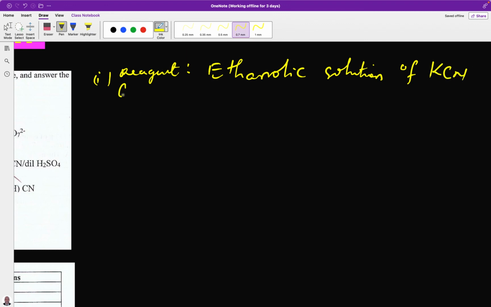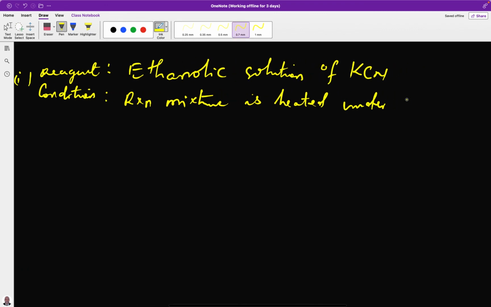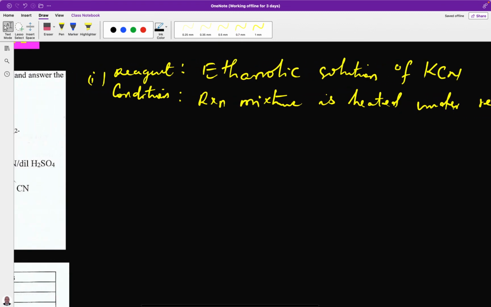Then, what are the conditions? The condition, ethanolic, I say potassium cyanide in ethanol. Chemists call it an ethanolic solution. So we can say the reaction mixture is heated under reflux with bromoethane, C2H5Br. That's a condition.